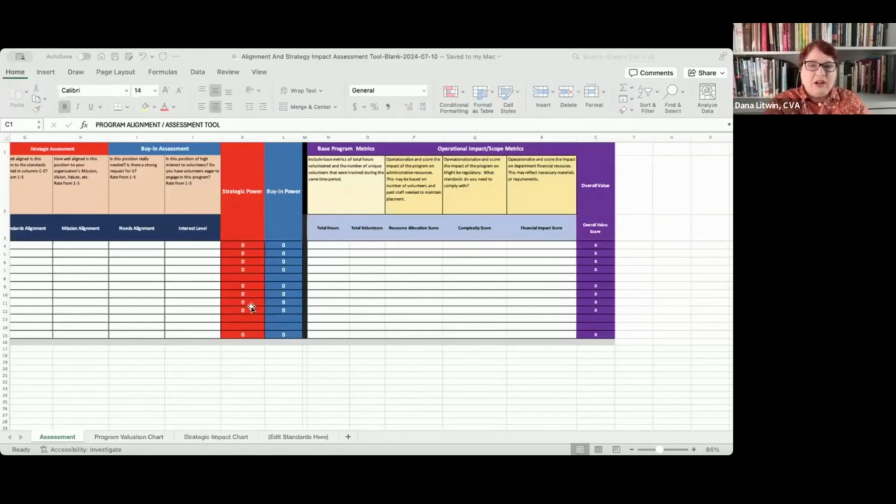So we're looking at the program valuation chart, and you can also do a top level of this on programs themselves. And then if there are different roles within those programs, you can do the grid again and assess those specific roles. And then the strategic impact chart.